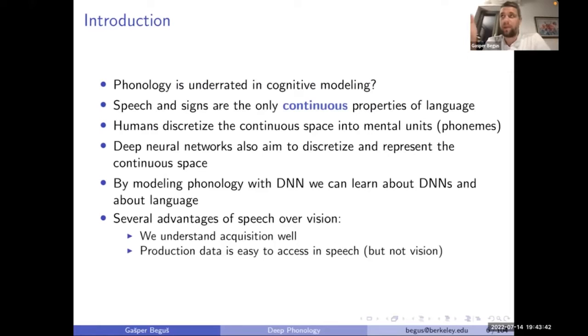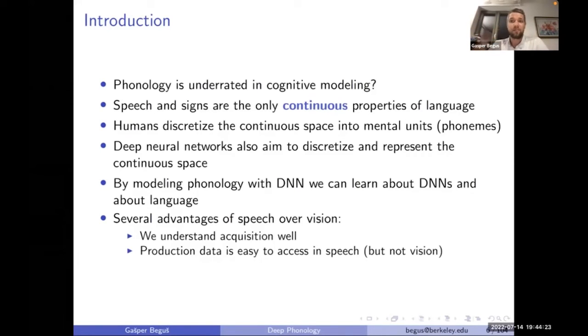People have been comparing artificial neural nets with brains or with performance on visual tasks. But visual tasks are great for that, but they have some disadvantages compared to speech, actually. I think we understand speech acquisition relatively well, especially compared to visual acquisition, learning of the visual world. But crucially, in speech, we have very readily available production data, which is not necessarily the case in the visual domain, right? We generate speech constantly.